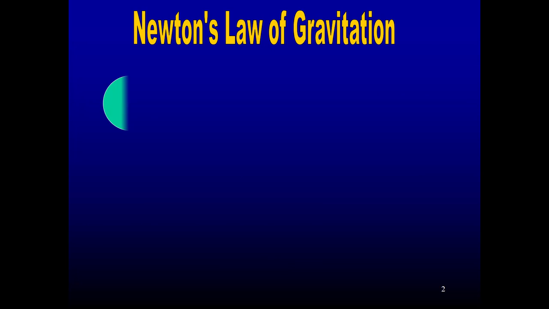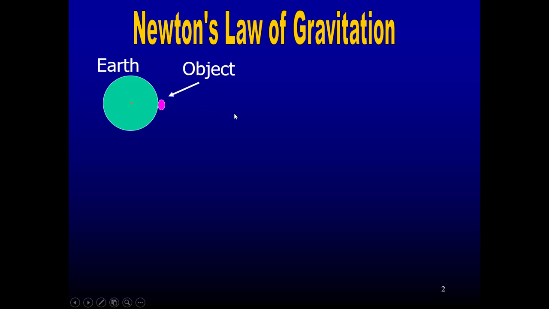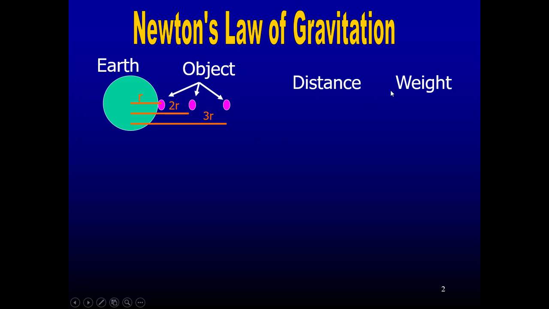Okay, so if we have object 1, the Earth, and we have object 2, then we can say that the Earth has a radius of r. Okay, and this would be if the object is situated on the surface of the Earth. If we then move the object a little bit further away, let's say to 2 times the radius of the Earth and to 3 times the radius of the Earth, then we can see what happens to the distance and the weight.